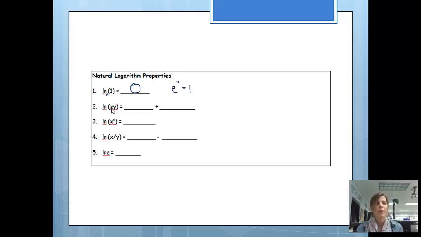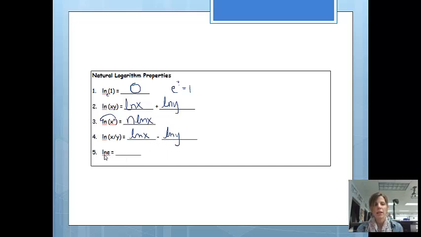Okay, property number 2, very similar to property number 2 in the previous example. If I have the natural log of a quantity that's being multiplied, I can separate it into ln x plus ln y. Same thing as property number 3 on the first example: if I've got a power, we can bump the power out front, so this can be rewritten as n ln x. And if I have ln of x divided by y, same thing as before, we can separate it with subtraction, so I'll have ln x minus ln y.